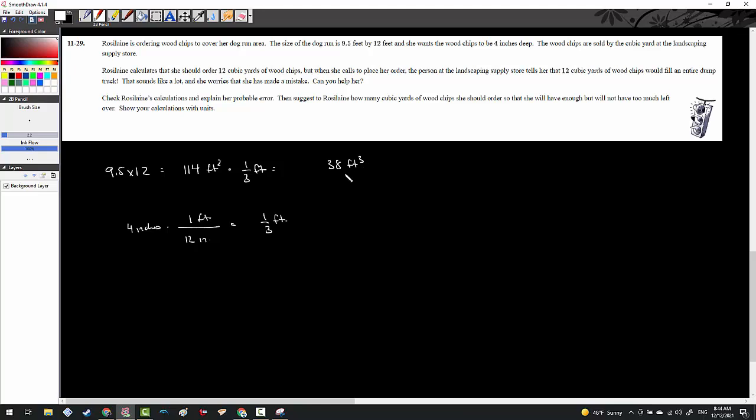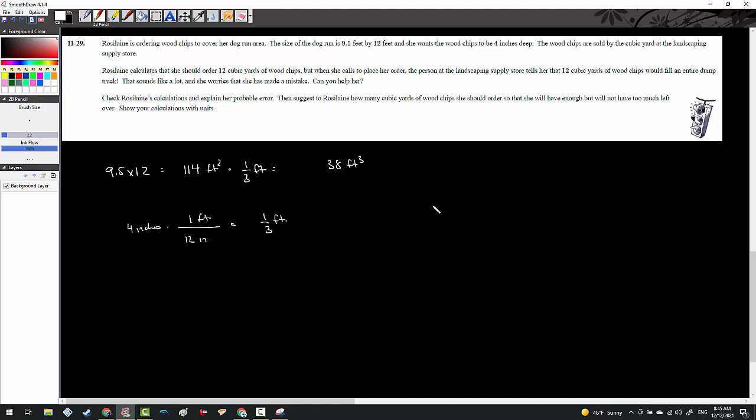So that's going to be the amount of wood chips she's going to need in cubic feet in order to fill this dog park. Here's the problem, the wood chips are sold by the cubic yard. So what we have to do is convert this 38 cubic feet into cubic yards.